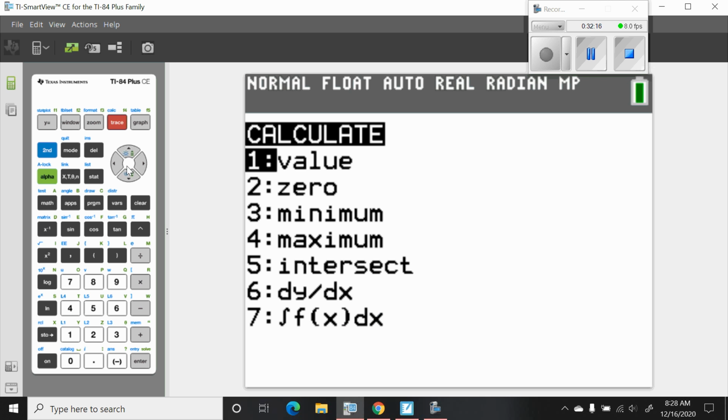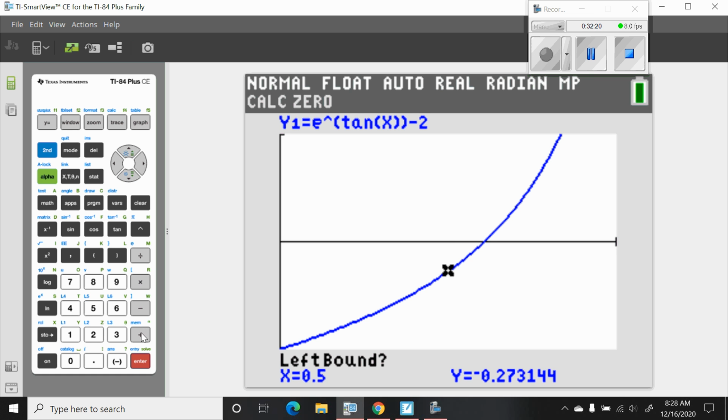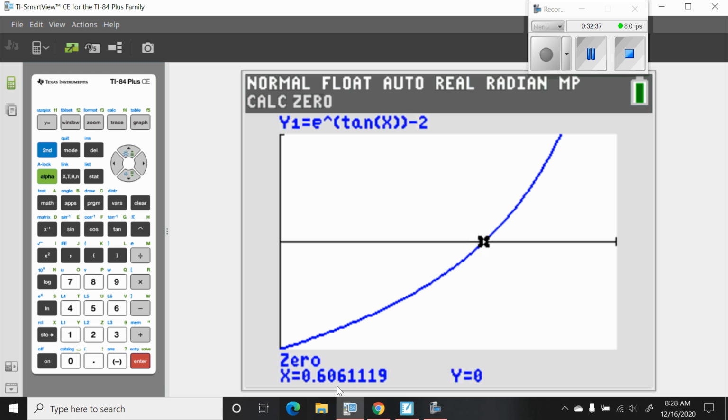So we find it. Second, trace, and zero. And left bound. That looks left. Just want to surround that spot. Oh, I went too far. There we go. Right bound. Guess. I don't need to play guessing yet. All right, 0.606. Okay, my calculator is going to remember that value.